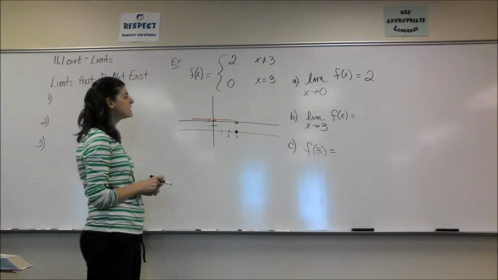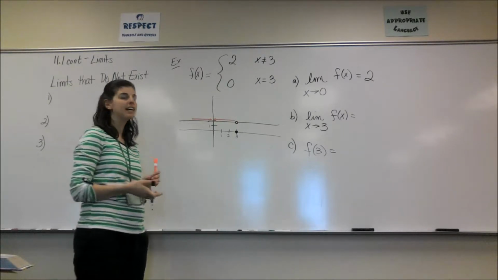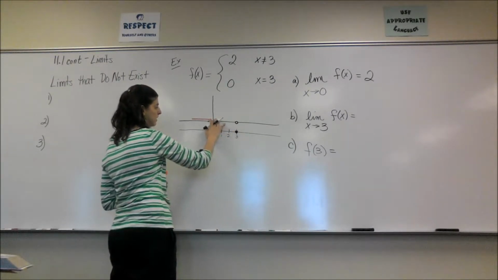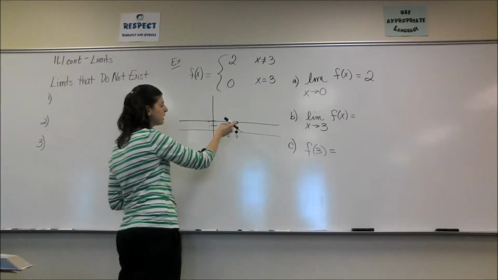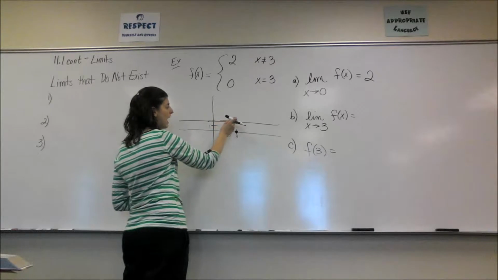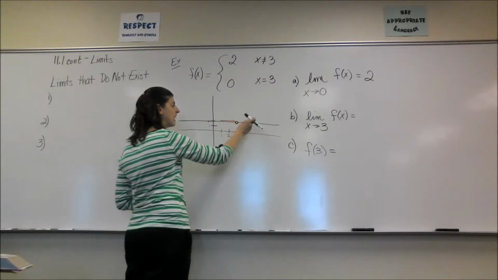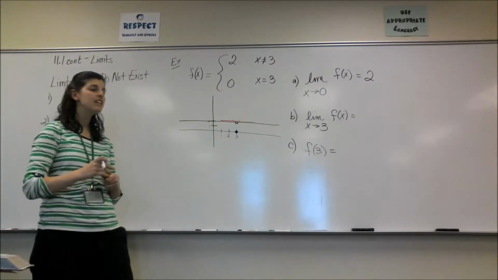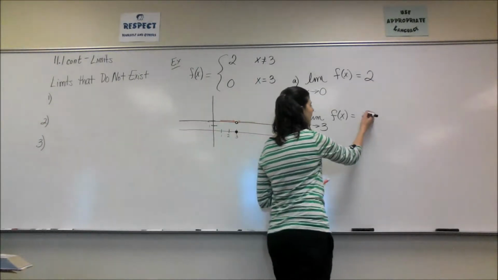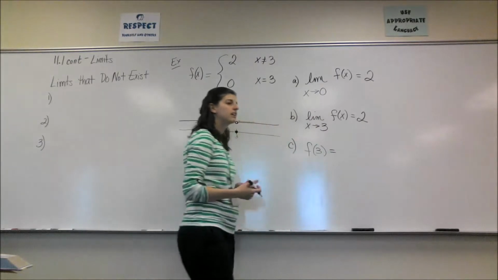Okay? What's the limit as x tends to 3 of f of x? Still 2. Okay, you're supposed to look at what y value the graph is approaching as x approaches 3. So the y value or height is approaching 2 as the x value approaches 3.